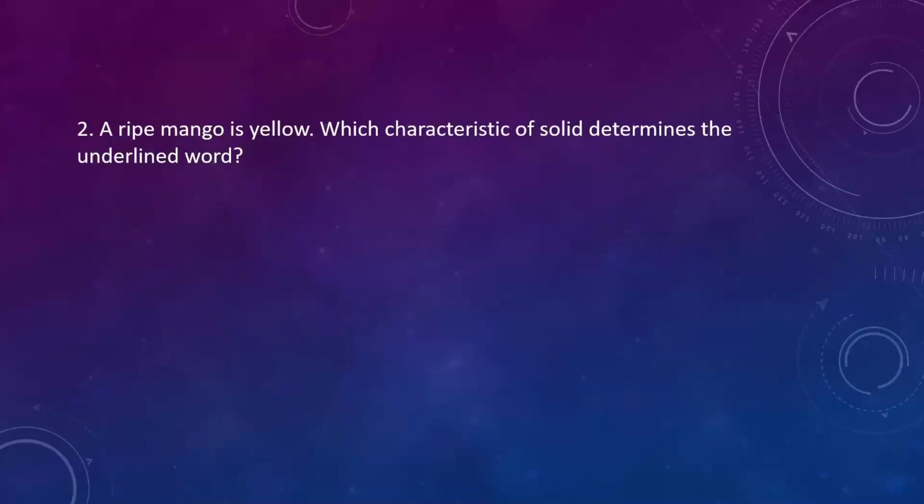Number 2. A ripe mango is yellow. Which characteristic of solid determines the underlined word? A. Size, B. Shape, C. Color, D. Texture. What's your answer? Yellow is a characteristic of solid that determines letter C. Color.